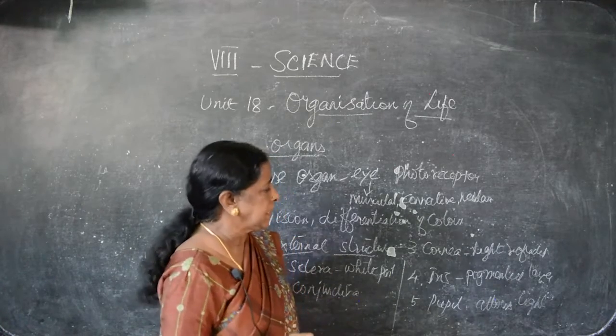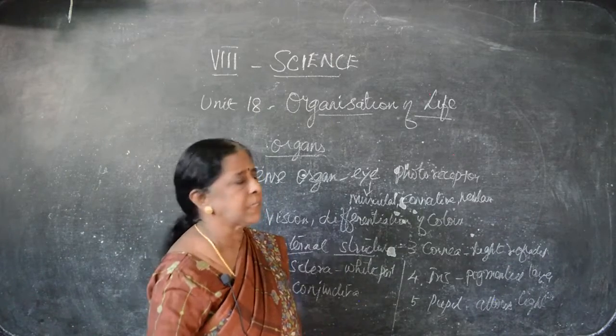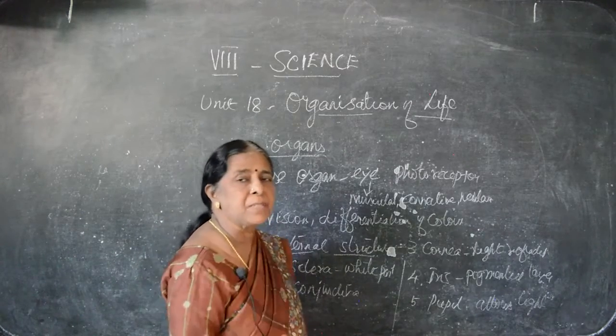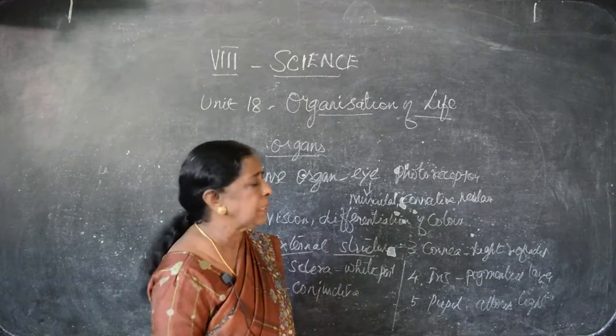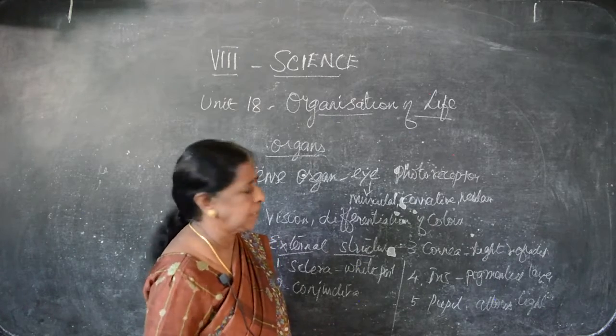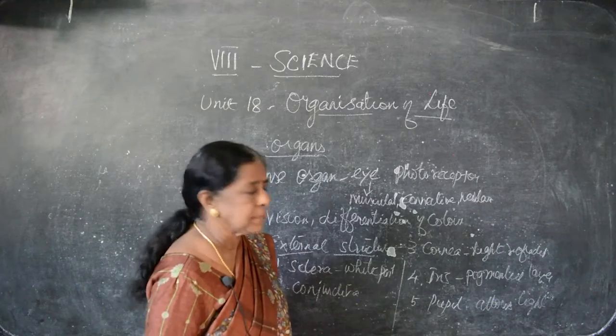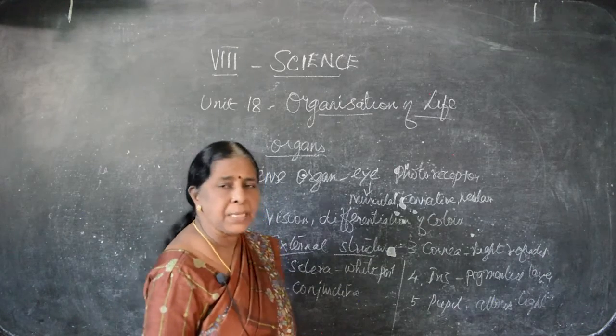Cornea, through it the light enters and is refracted toward the lens. So where is it refracted? In the place of the cornea only. Iris is a pigmented layer of the eye which gives the color, which identifies the color. And pupil is the small hole through which light enters. It allows the light to pass through.